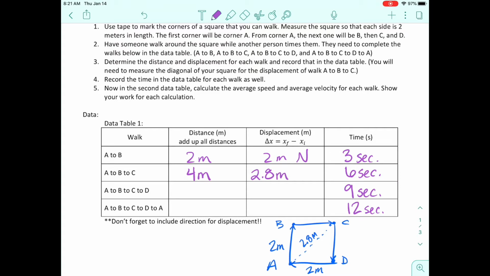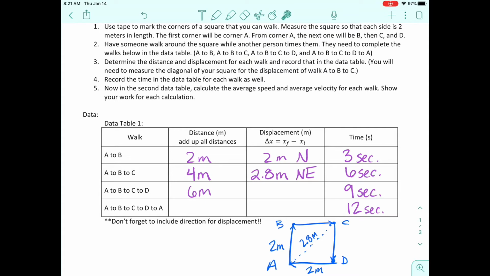Okay, and the direction is going to be northeast. Up and to the right is northeast. The third walk, A to B, B to C, C to D. The distance is going to be 2 plus 2 plus 2. That's going to be 6 meters.